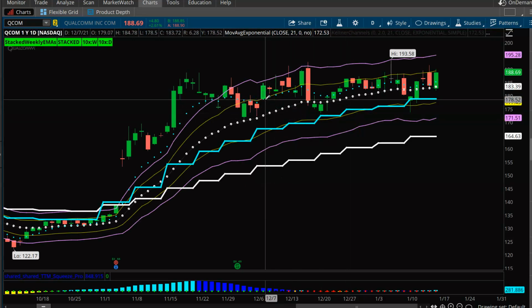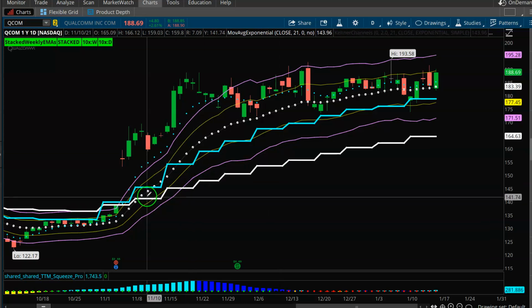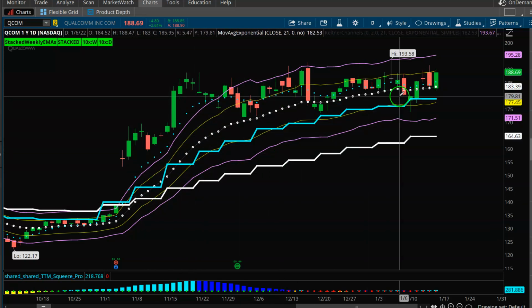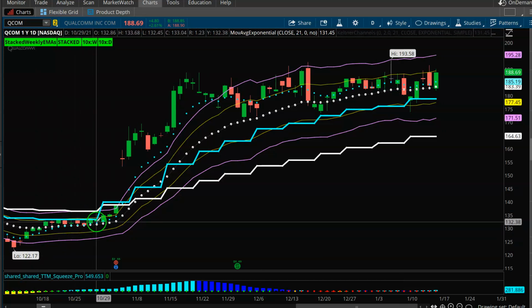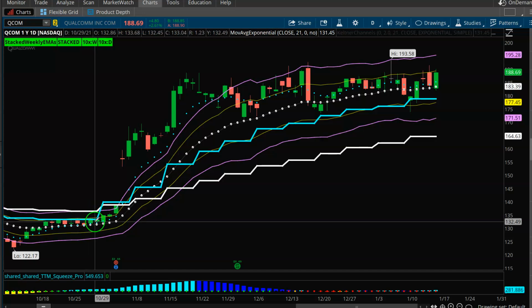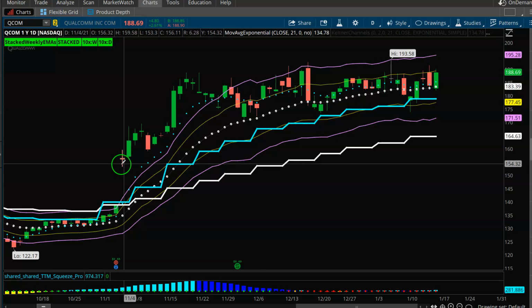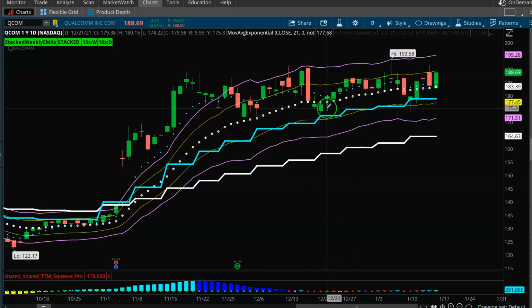If you look at something like Qualcomm, this is kind of, I don't want to call it a late stage trend, but it's a different trade back here where you're consolidating at the weekly 21 versus at this point. This is more so continuation of a move that already started. So these can be a bit more difficult to gauge a good exit.